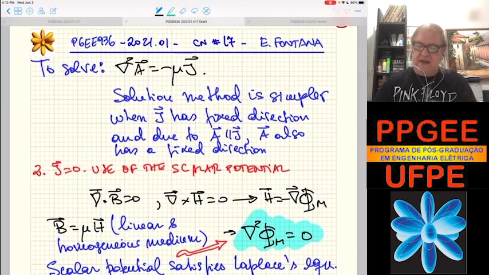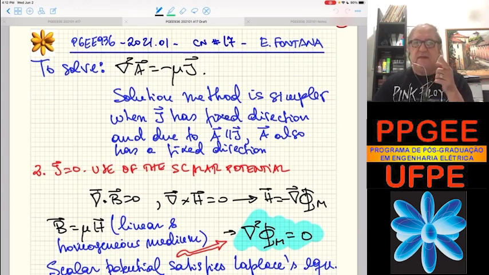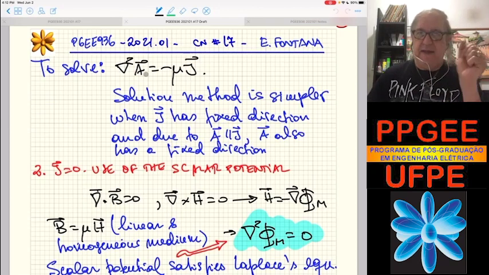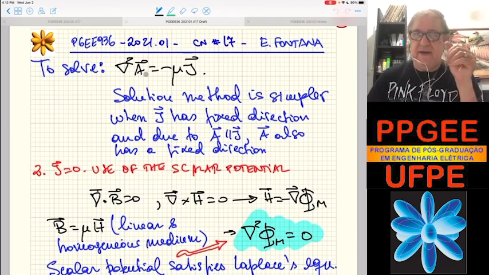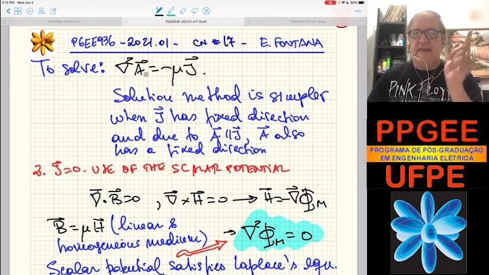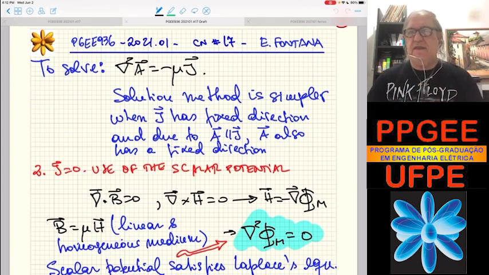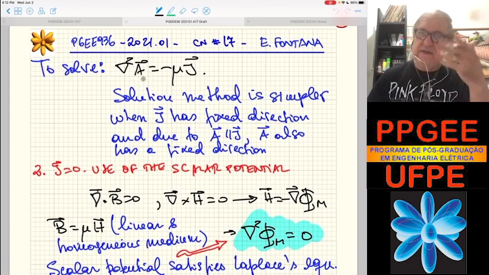To solve this equation, the solution method is simpler when J has just one fixed direction. Why? Because A always resembles the aspect of J. It looks like J, right? So if J is like this, A is going to be like this. If J is like that, A is going to be the spirit of J. So it looks like it.